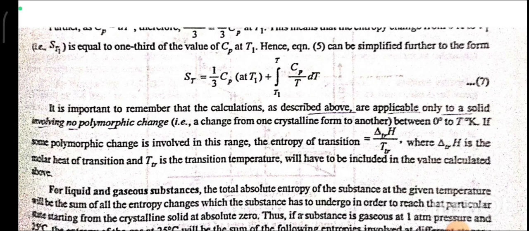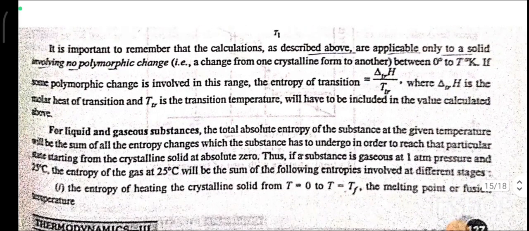It is important to remember the calculations as described above are applicable only to solids involving no polymorphic change between 0 degree to 7 degree Kelvin. If some polymorphic change is involved in this range, the entropy of the transition, delta H upon T, where delta H is the molar heat of the transition and T is the transition temperature, will have to be included in the value calculated above.